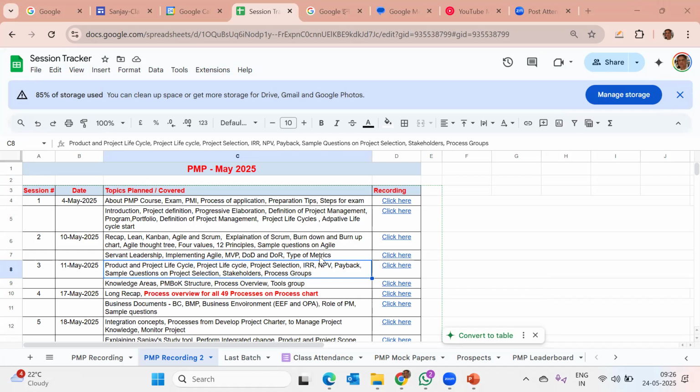Ungroup tools and techniques, below the interpersonal and team skills table, the one below it. Ungroup tools and techniques. Did you notice that? There are a few things which don't fall under data gathering, data analysis, or data representation.